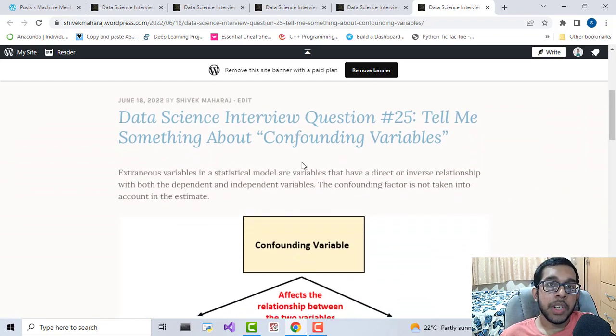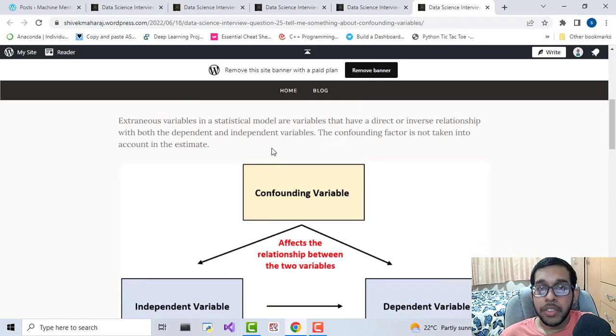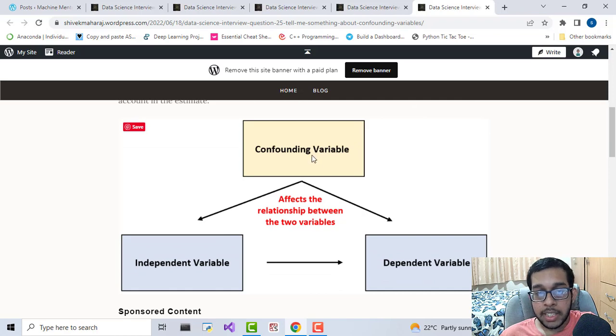Okay, so for the final question for this video, we have data science interview question number 25. If the interviewer asks you to tell them something about confounding variables, your answer should be something along these lines. Extraneous variables in a statistical model are variables that have a direct or inverse relationship with both the dependent and independent variables. The confounding factor is not taken into account in the estimate. So that's what you can see.